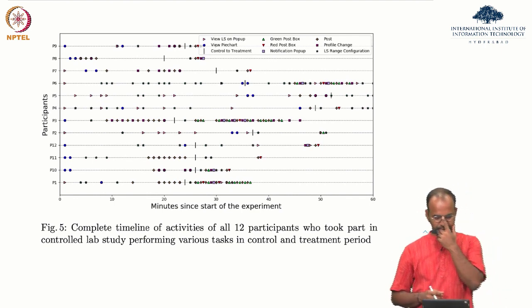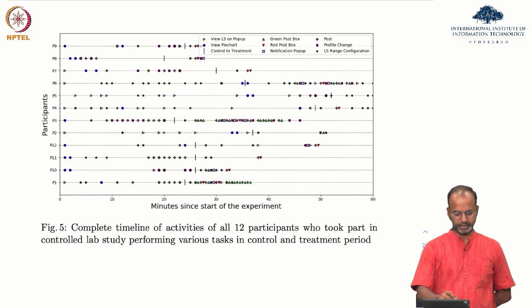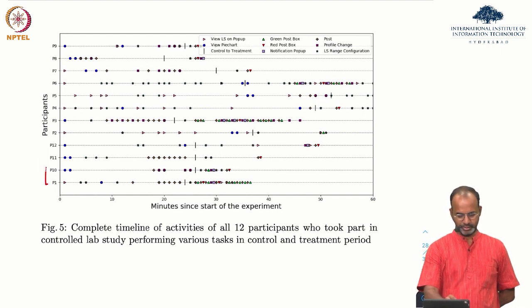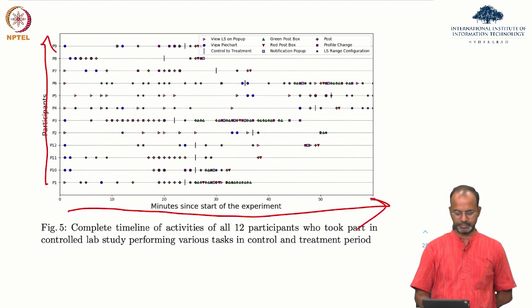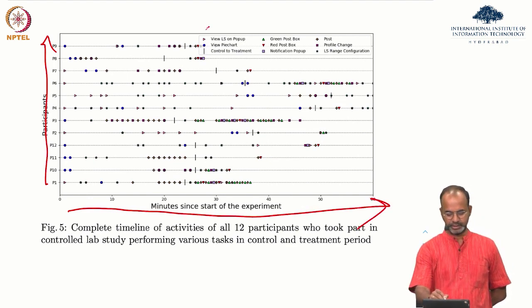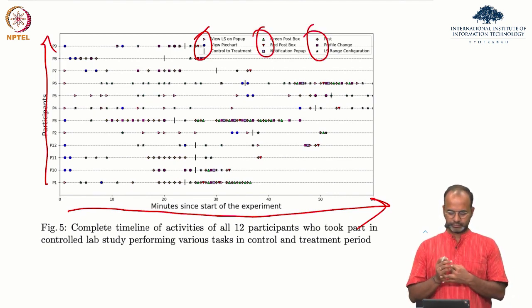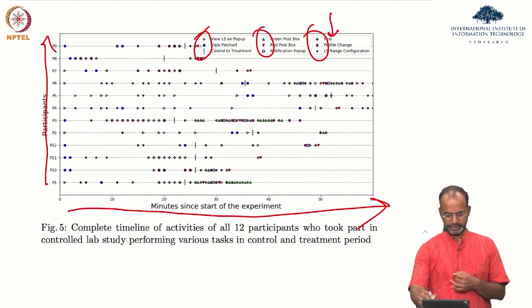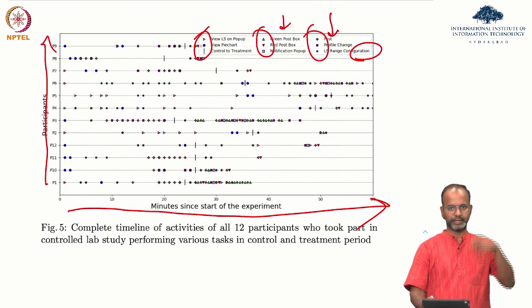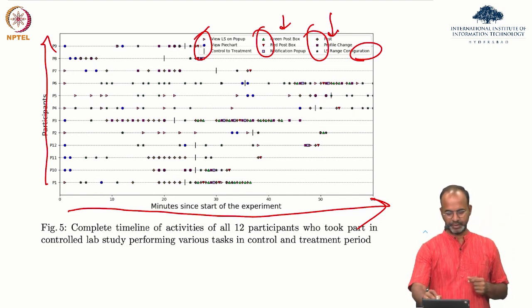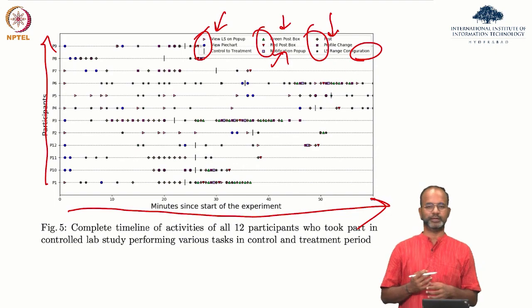This is 12 participants. The way to look at this graph is, you look at all the participants here. This is the time, right? Minutes since start of the experiment. These are the different activities that were done. So for example, post, profile change, configuration changes, then green post box, which is when the comparison was similar, red post box, notification pop-up that is presented to the user, and the user went and saw the pie chart.